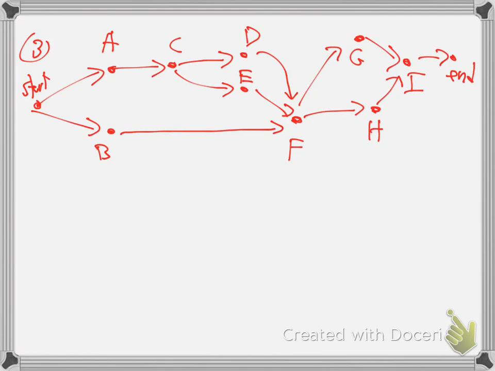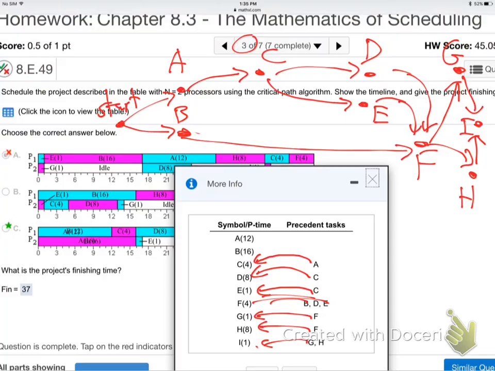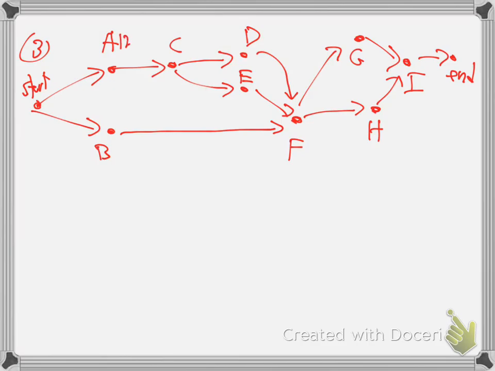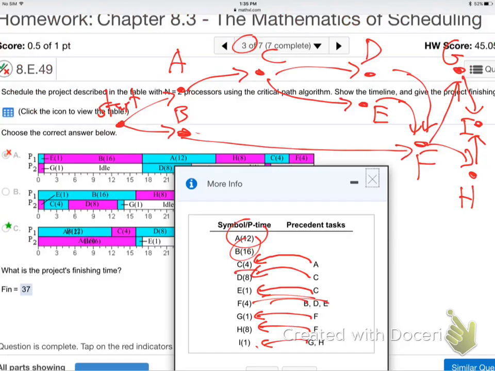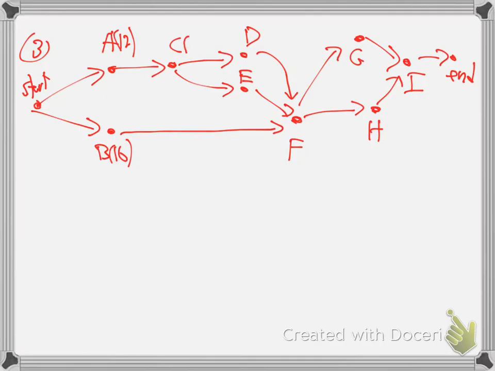All right, a little neater. Right, good. So there's the arrow diagram. Now let's put the numbers next to them. What are the numbers? A's got a 12, B's got a 16. C's got a 4, D's got an 8.